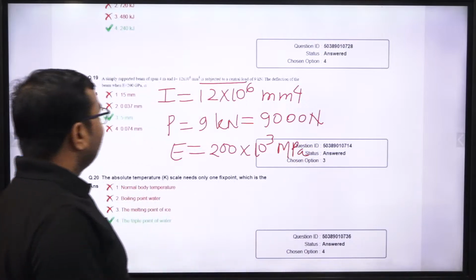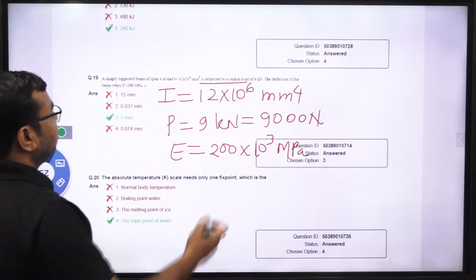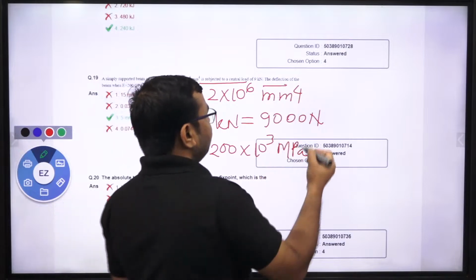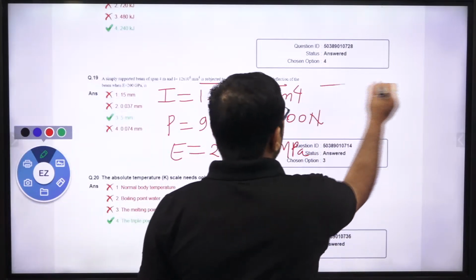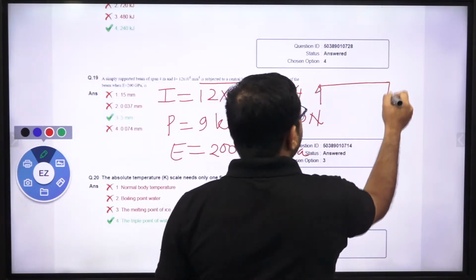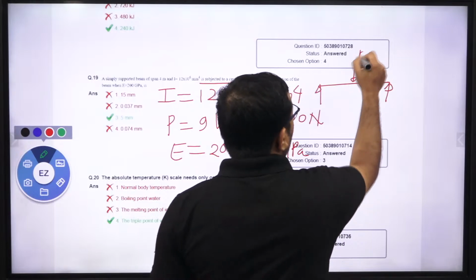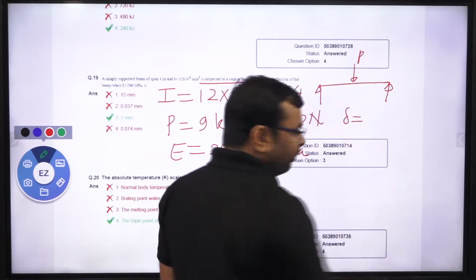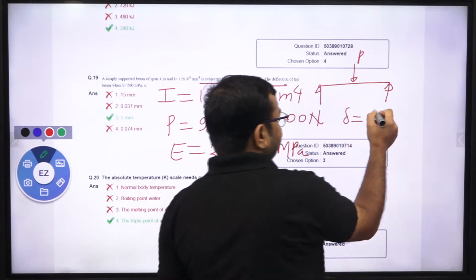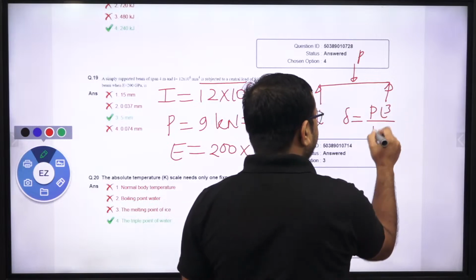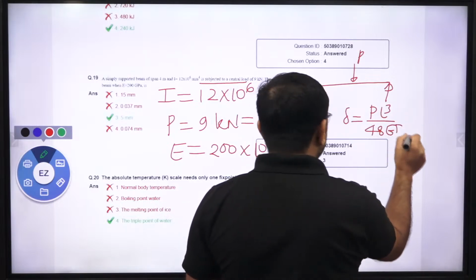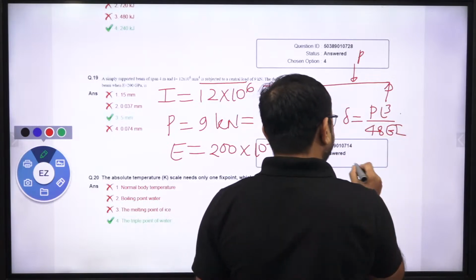So here we need to find the deflection. As you know, this is a simply supported beam and the load is acting at the mid span. So for this, the maximum deflection can be written as PL cube over 48 EI. Yes or no? If we put these values in this formula, then you will get the answer.